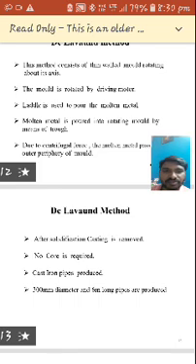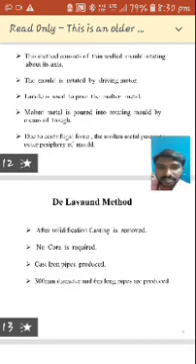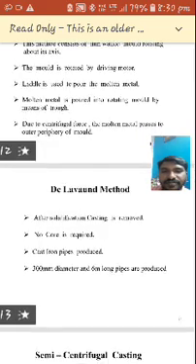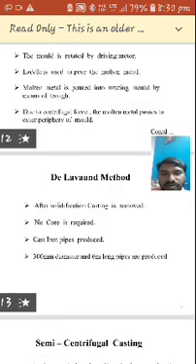If you allow it to cool, the metal automatically becomes cooled. That is called solidification. Solidification is nothing but the change from the liquid state to the solid state. This process is called solidification. Here no core is required.